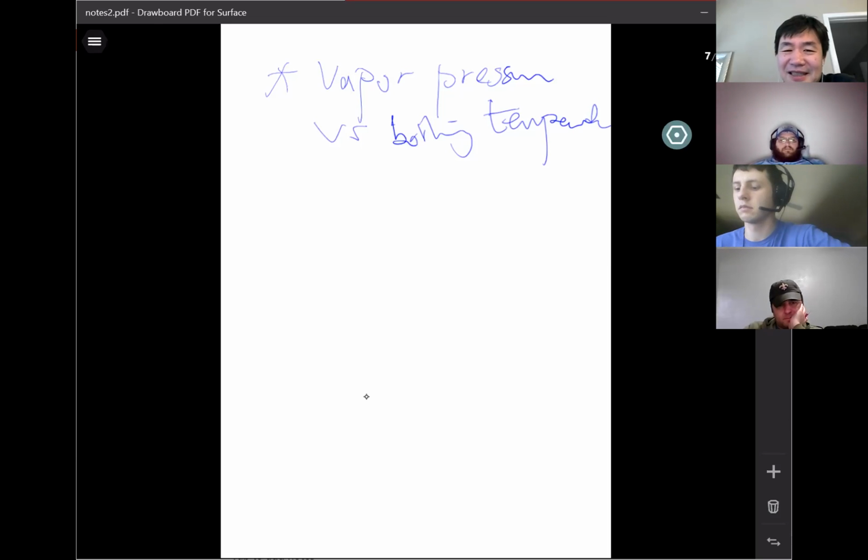That's the problem here. The vapor pressure and the environmental pressure actually have some effect on the boiling process. What if the pressure is really low? Is the boiling temperature going to change?